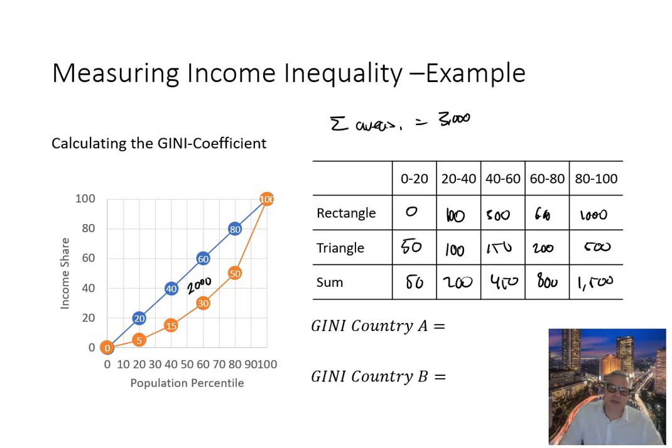And because country A has no difference to the equal distribution line, the Gini coefficient for country A was 0, because basically what we do is 0 divided by 5,000, it's still 0. But for country B, we have to take the area in between, 2,000, and divide by 5,000, and that's 0.4.